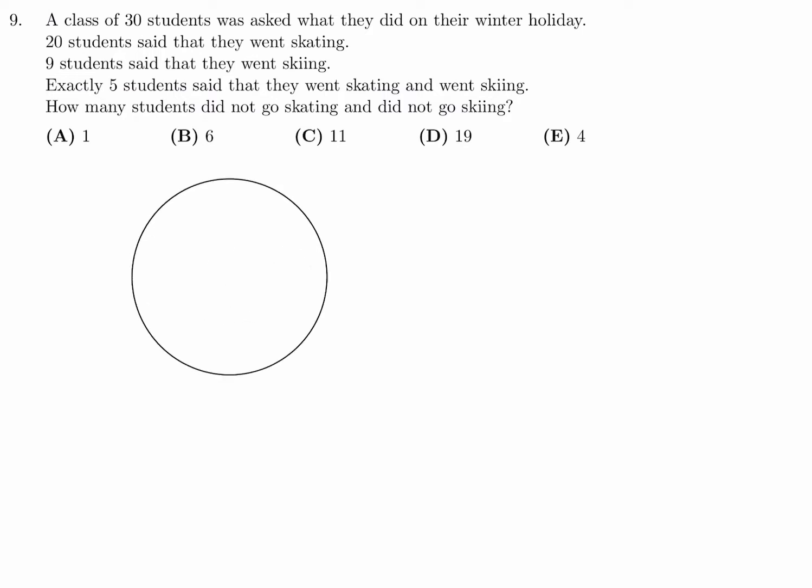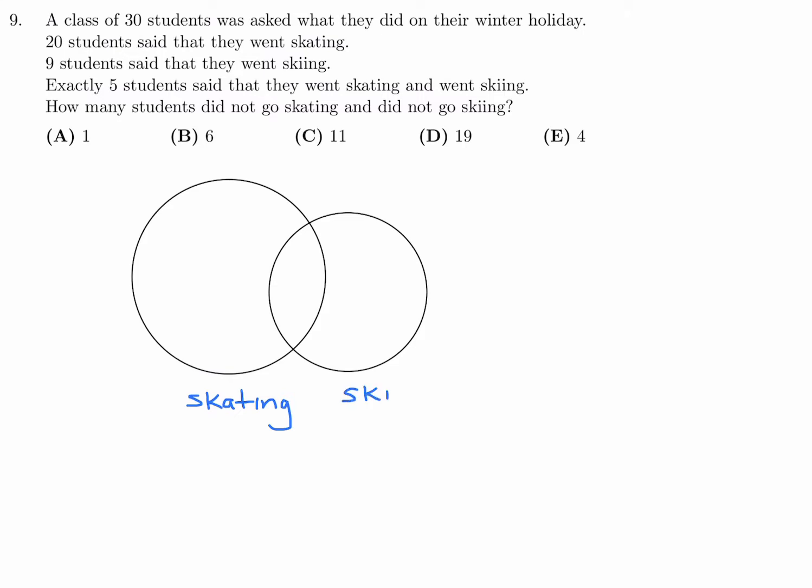Well, we'll draw some diagrams here. Hopefully this will be somewhat accurate. And this is how we're going to do this. So the first circle represents all the people who went skating. Second circle is a little bit smaller. It represents all the people that went skiing, which I hope to do someday. And they tell me that 20 students went skating. So this whole circle, the big one, is 20. And this smaller circle is 9.